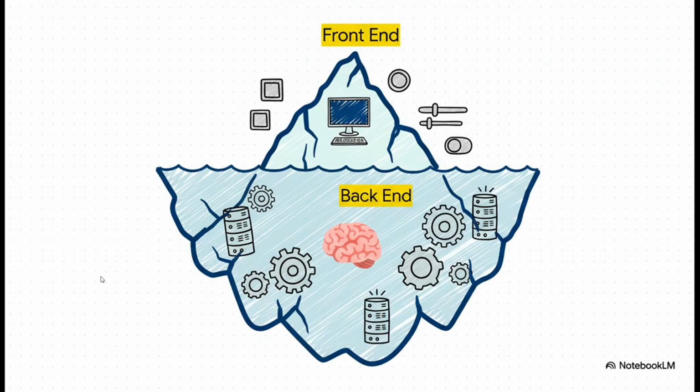The easiest way to think about it is this. The front end is everything you see and touch. It's the buttons, the layout, the colors, the pretty stuff. The back end, that's the brain. It's the hidden logic running on the server that does all the heavy lifting and crunches the data.